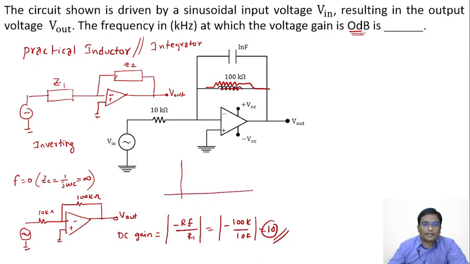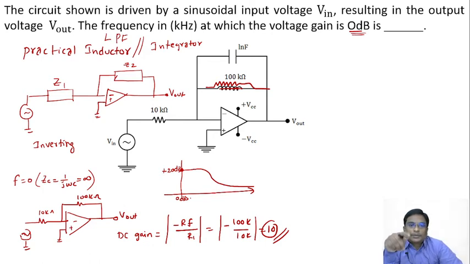And here it acts as a practical inductor. It's a low pass filter. It's a practical inductor here, with a capacitor and a resistor. It acts as a low pass filter or integrator. The filter characteristics will be something like this: minus 20 dB per decade, decreasing like this, down to 0 dB.